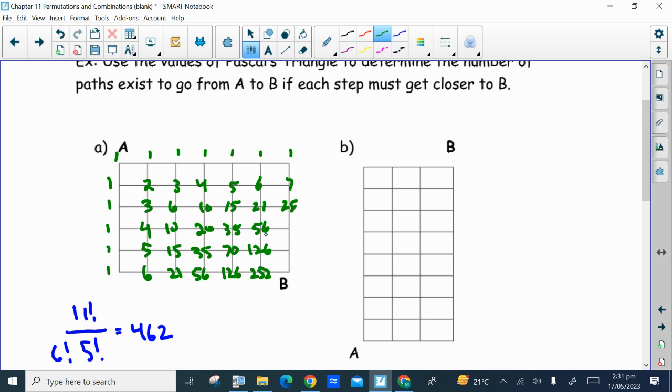56 and 28 would be 78? No. 56 and 30 would be 86. Take away 2. 126 and that's 210. Is that right? And when you add 210 and 252, you'll get 462. Same answer we got using factorials.